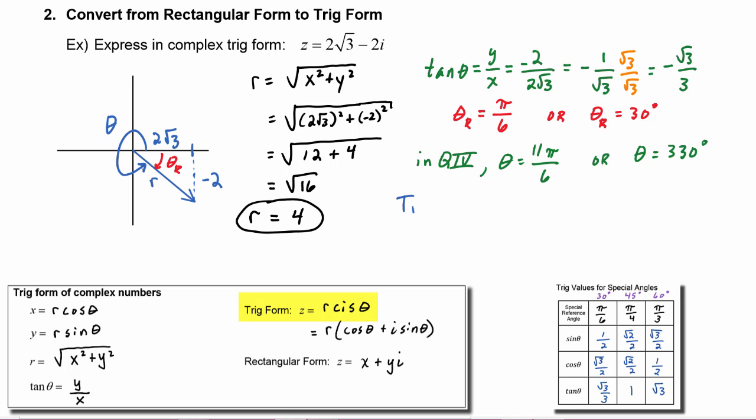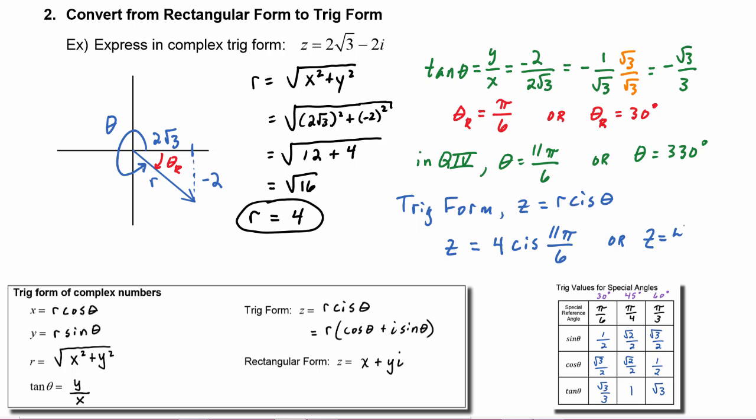We know that the trig form is z equals r cis theta. So if we are in radians, then z is going to equal 4 cis 11 pi over 6. Or if we are in degrees, then z would equal 4 cis 330 degrees.